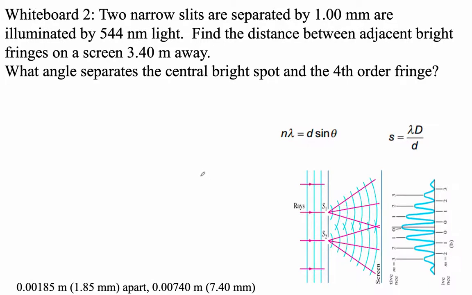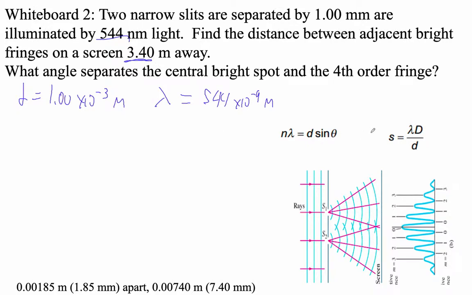Okay, two narrow slits are separated by 1 millimeter, so that is our d. d is 1.00 times 10 to the minus third meters, right? Illuminated by 545, so our wavelength is 544 times 10 to the minus ninth meters, right? Find the distance between adjacent bright fringes on a screen 3.4 meters away.